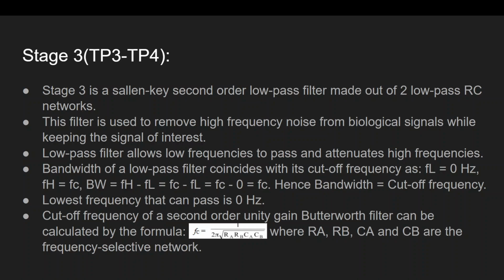The bandwidth of a low pass filter coincides with its cutoff frequency as FL equals 0 Hz, FH equals FC. The bandwidth equals FH minus FL, which equals FC minus FL, and since FL equals 0, hence bandwidth equals cutoff frequency. The lowest frequency that can pass is 0 Hz. The cutoff frequency of a second order unity gain Butterworth filter can be calculated by the formula as shown here, where RA, RB, CA, and CB are the frequency selective network.